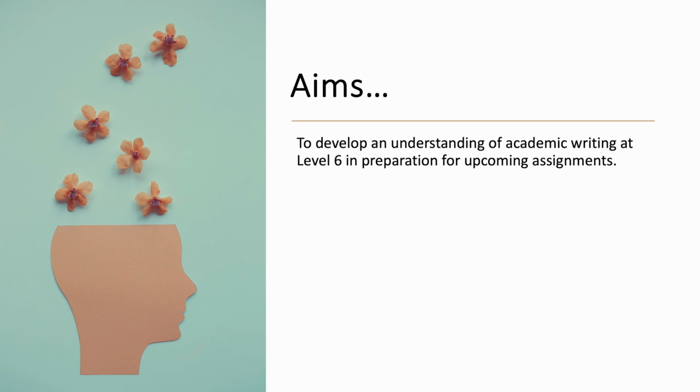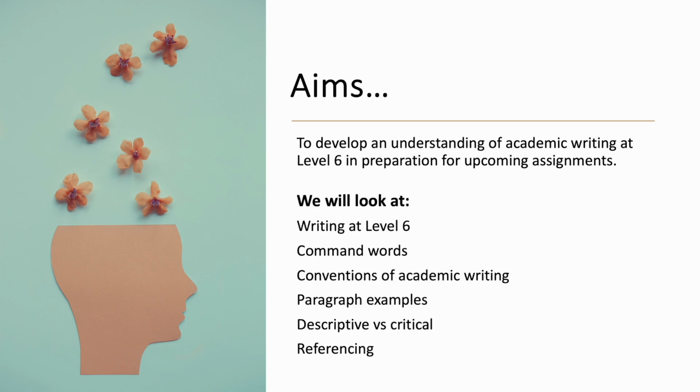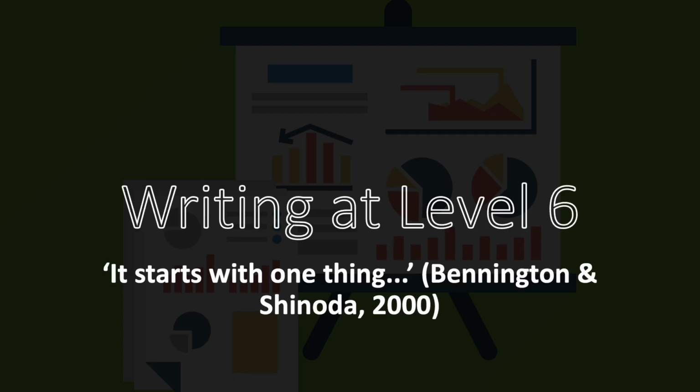Aims: to develop an understanding of academic writing at Level 6 in preparation for upcoming assignments. We will look at writing at Level 6, command words, conventions of academic writing, paragraph examples, descriptive versus critical, and referencing.